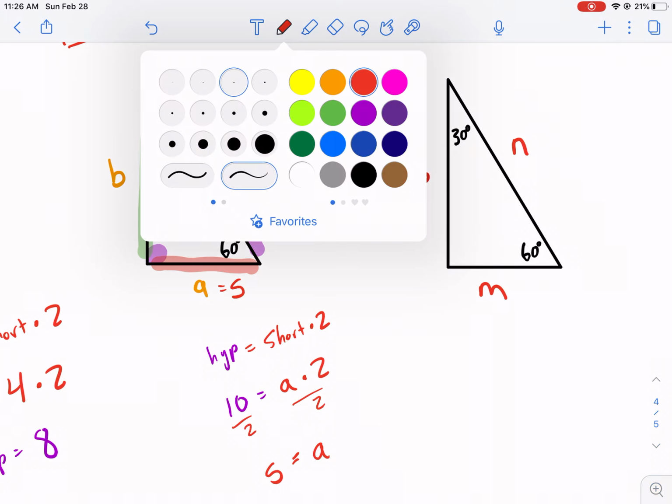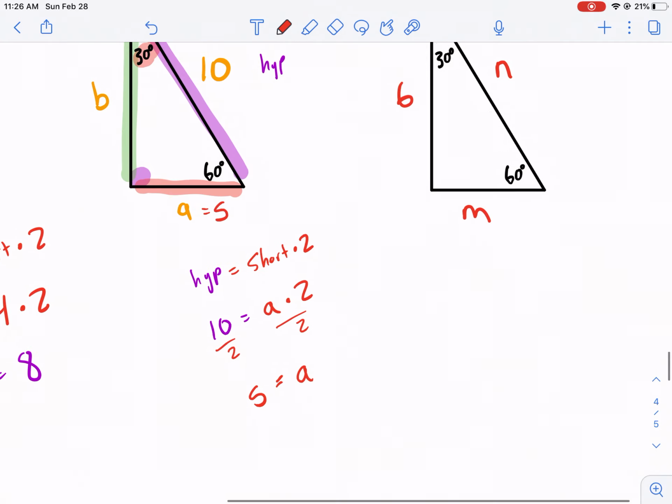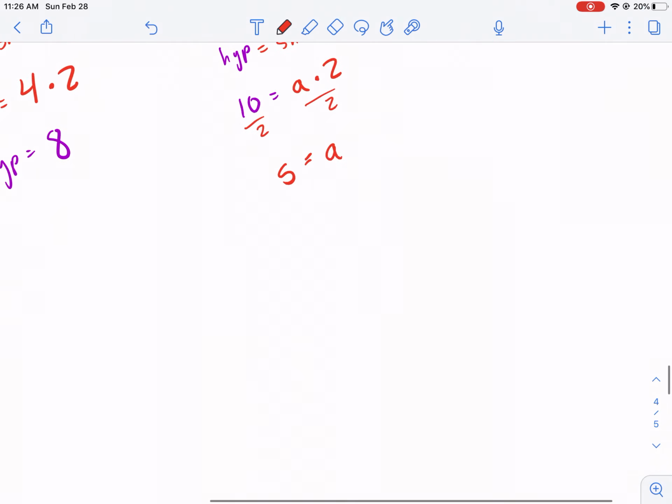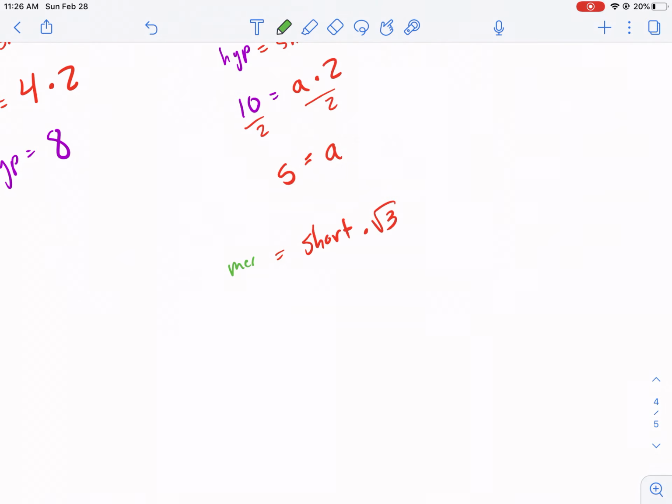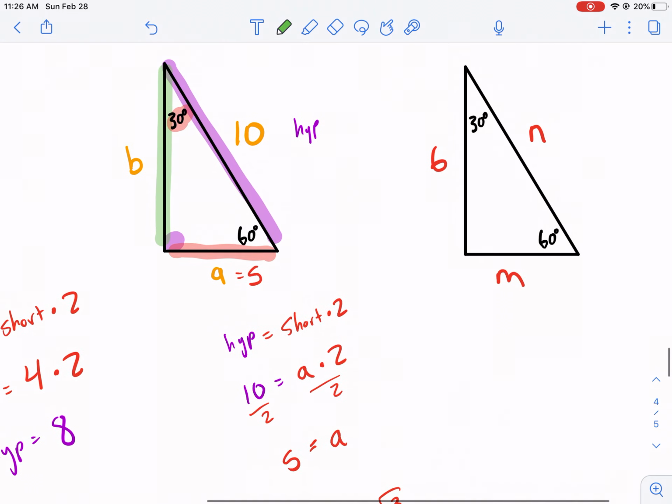Now, once I have my short side, I plug it into my formula for the medium. So I have short times radical 3 equals the medium. Oops, wrong color. So I know my medium is equal to 5 times radical 3. 5 radical 3 is equal to my medium side. So I just take this, multiply by radical 3, and I'm done.